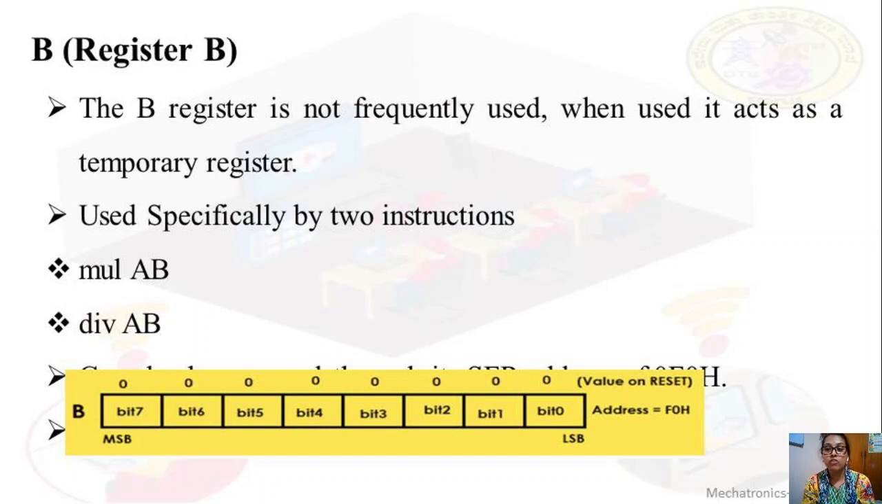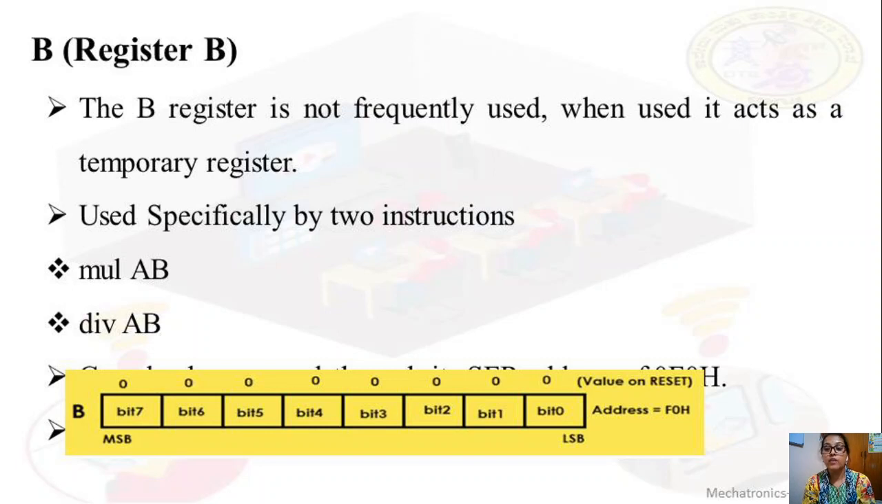In the multiplication operation, the B register is used to store one of the operands, the multiplier or the multiplicand, and after the multiplication is performed, the higher byte of the result is stored in the B register. In case of division, the B register holds the divisor, and after the division is performed, the remainder of the result is stored in register B. Register B can also be used as a general purpose register for normal operations.